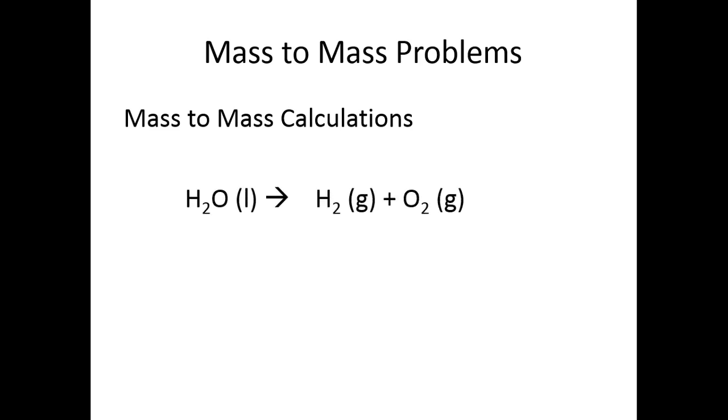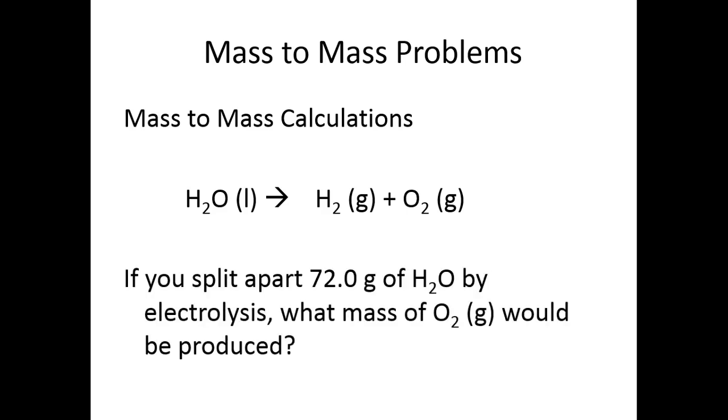The easiest way to learn how to do mass-to-mass calculations is just to do them. So first, we'll start with a simple equation. H2O as a liquid can be broken down into hydrogen gas and oxygen gas. All of the formulas are already here, so we don't need to write any of those. Our question says, if you split apart 72 grams of H2O by electrolysis, which just means running electricity through water, what mass of oxygen gas would be produced?